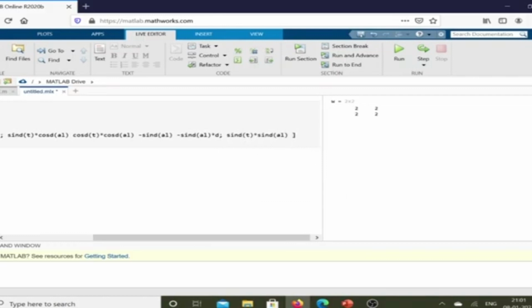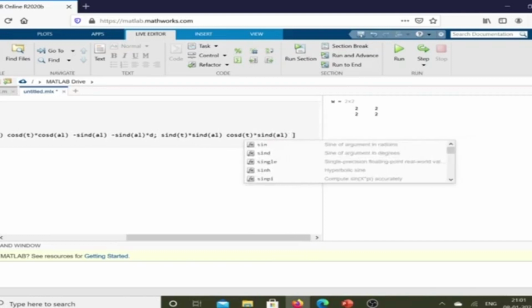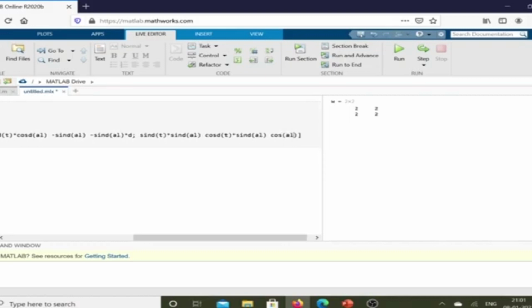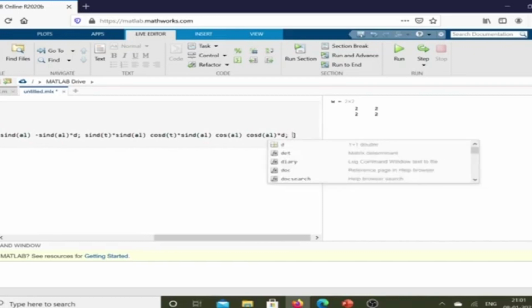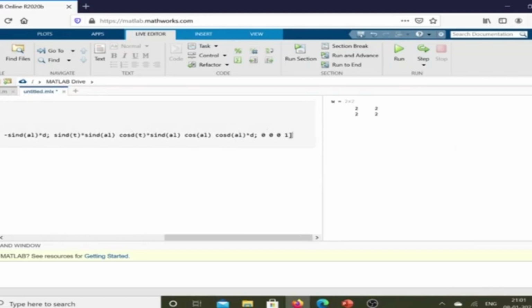Second term is cos D into theta, multiplied by sin D into alpha. Okay, then it is cos alpha. And then finally it is cos D alpha into D. So this is the third row, and the fourth one is very simple: 0, 0, 0, and 1. Okay, so that is closing the bracket.